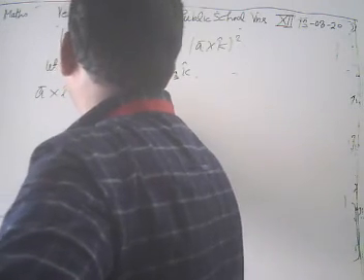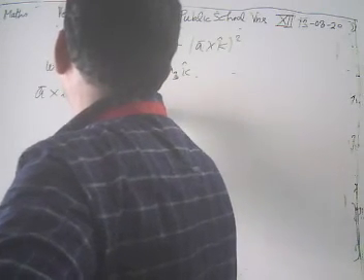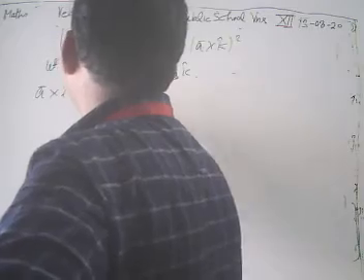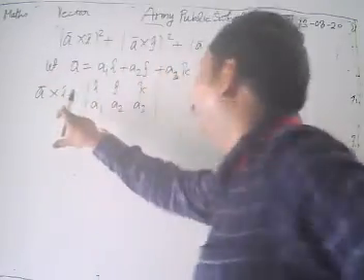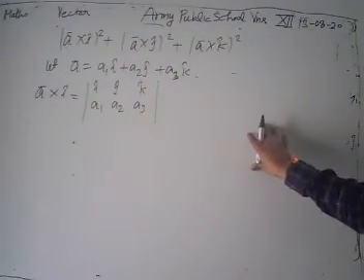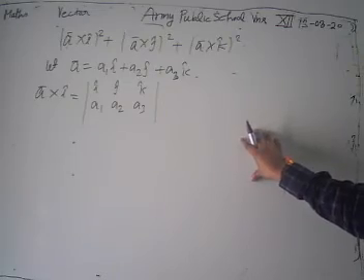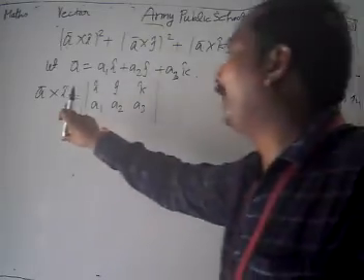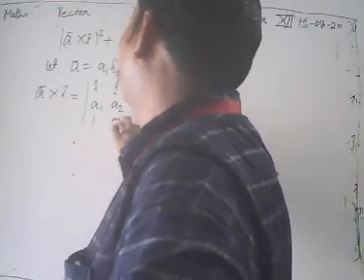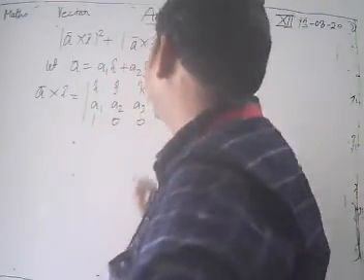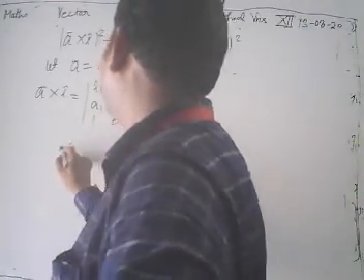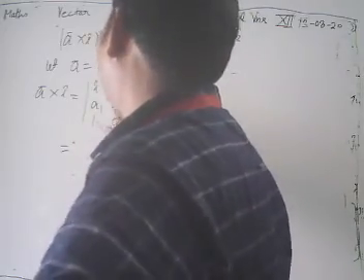Using i cap, j cap, k cap and A1, A2, A3, we have to find A cross vector i. For A cross i, we have only i cap, which means we have this 1 here, and the other 2 are 0. Then we are going to first solve this. What do we get? Because these are going to be 0.